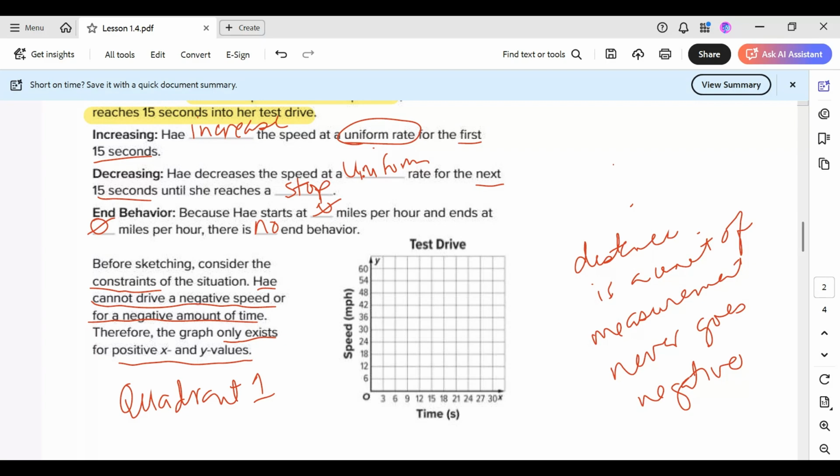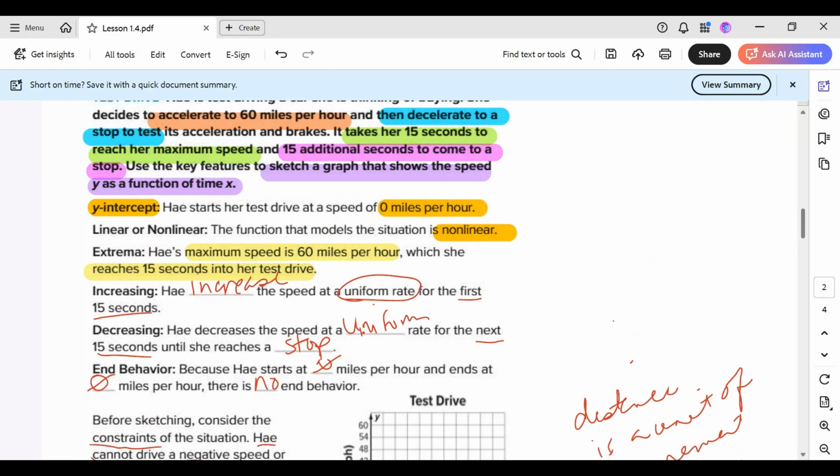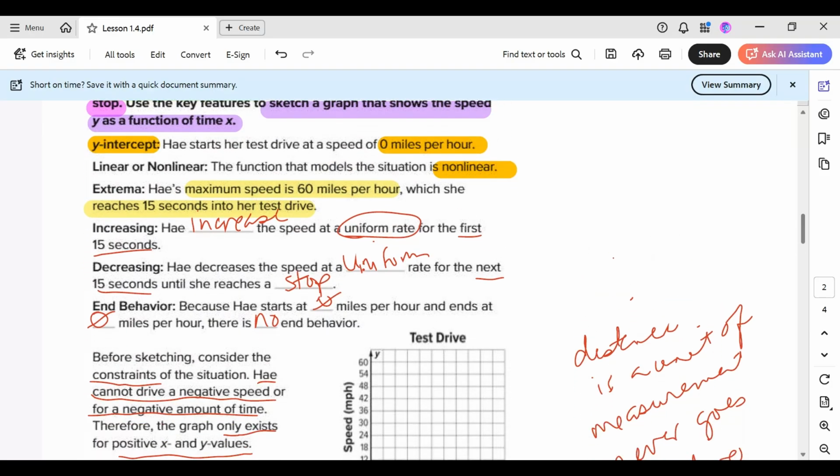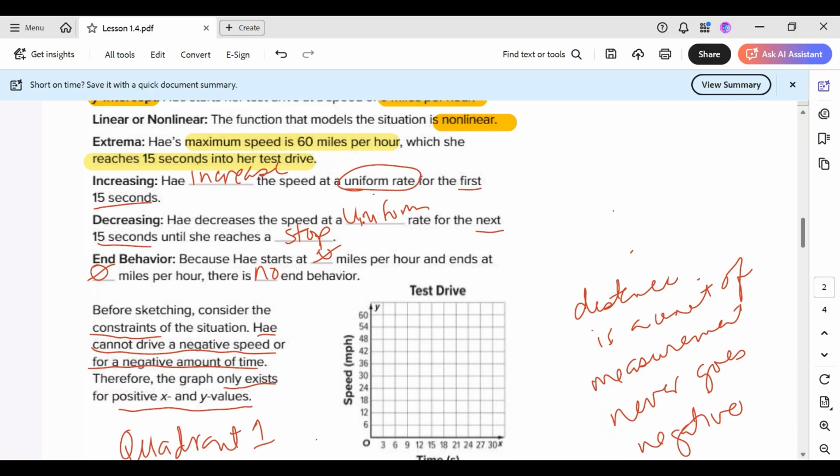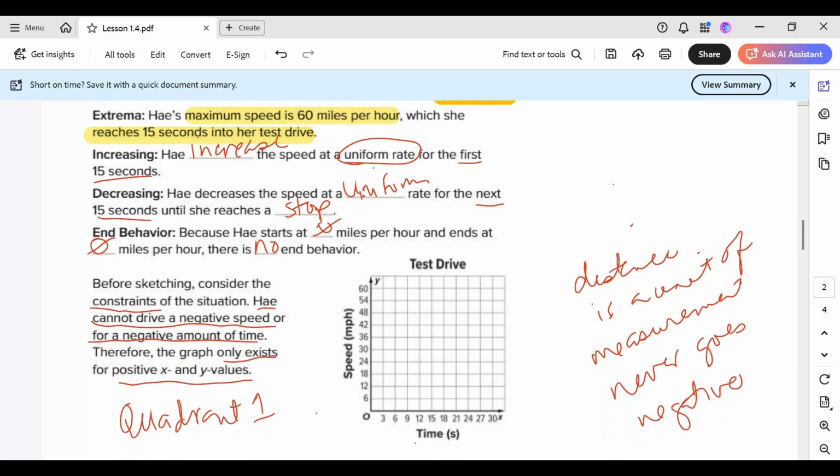So, based on our information, remember, she started at 0, and her maximum speed is 60 miles an hour, which she reaches in 15 seconds. So, here's our time. Here's our speed. Started out at 0. In 15 seconds, she hits 60. So we need to plot a point at 60. Remember, it is a uniform change, we are going uniformly. So it means we're doing a straight shot up to 60.